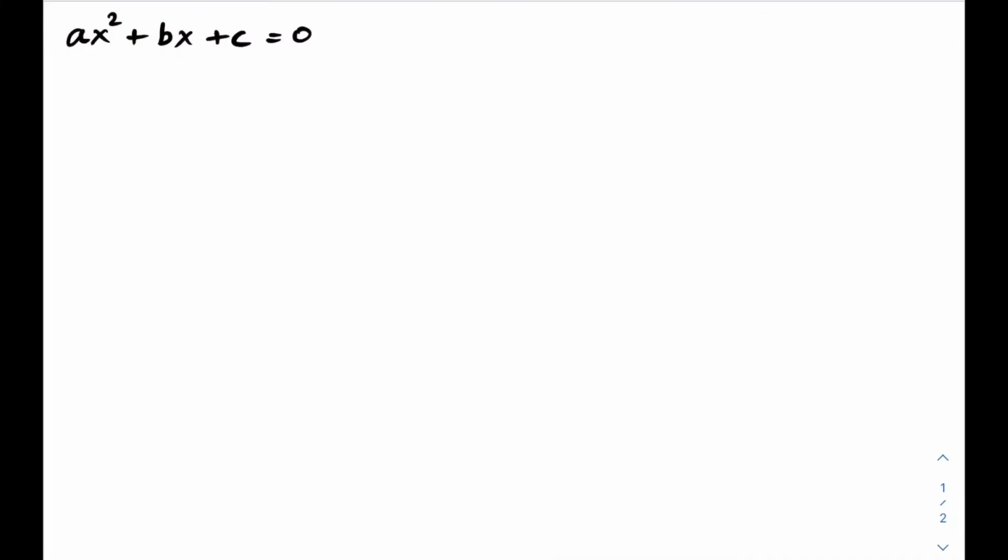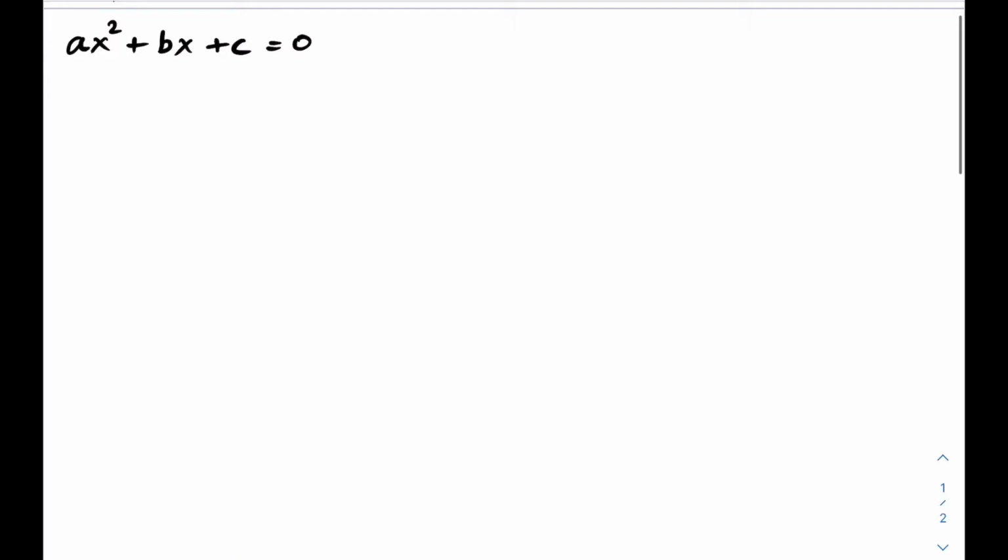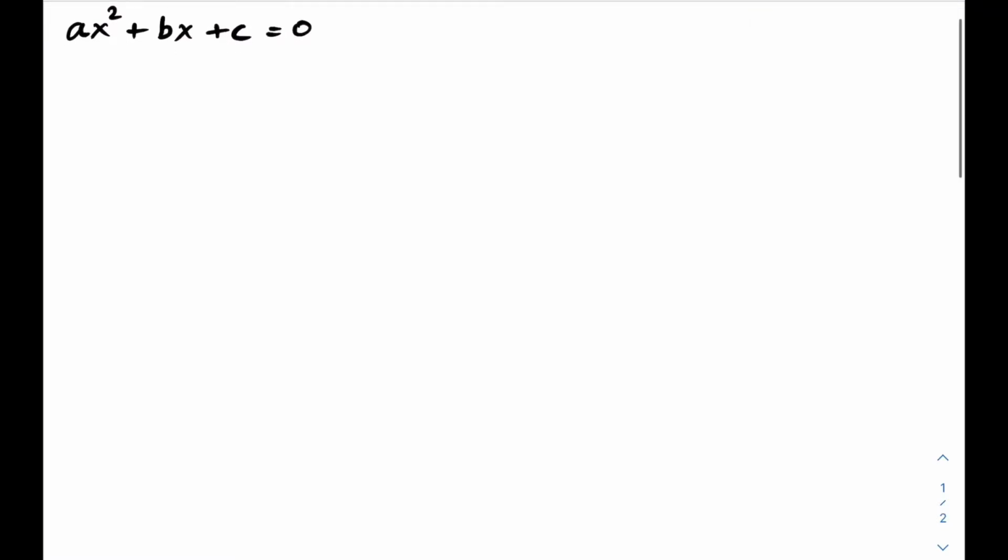So we are going to derive the quadratic formula using completing the square, and we will be starting with this equation. This is a quadratic equation in standard form. Let's start by copying the problem.